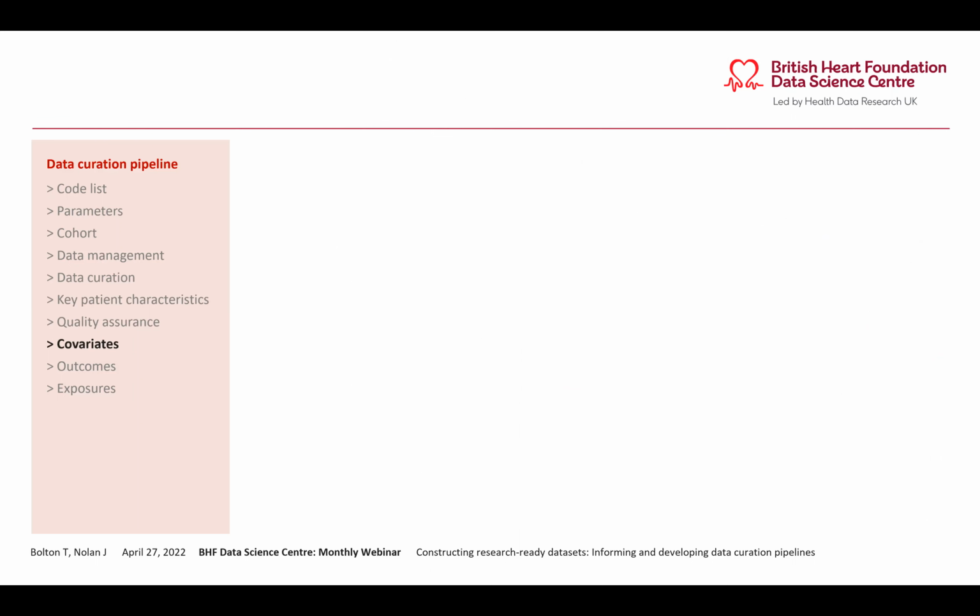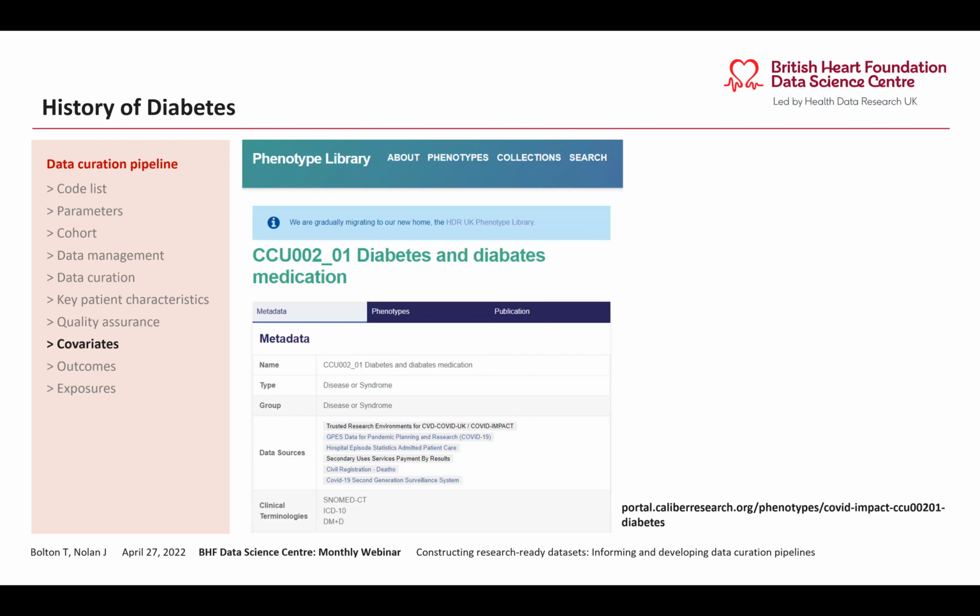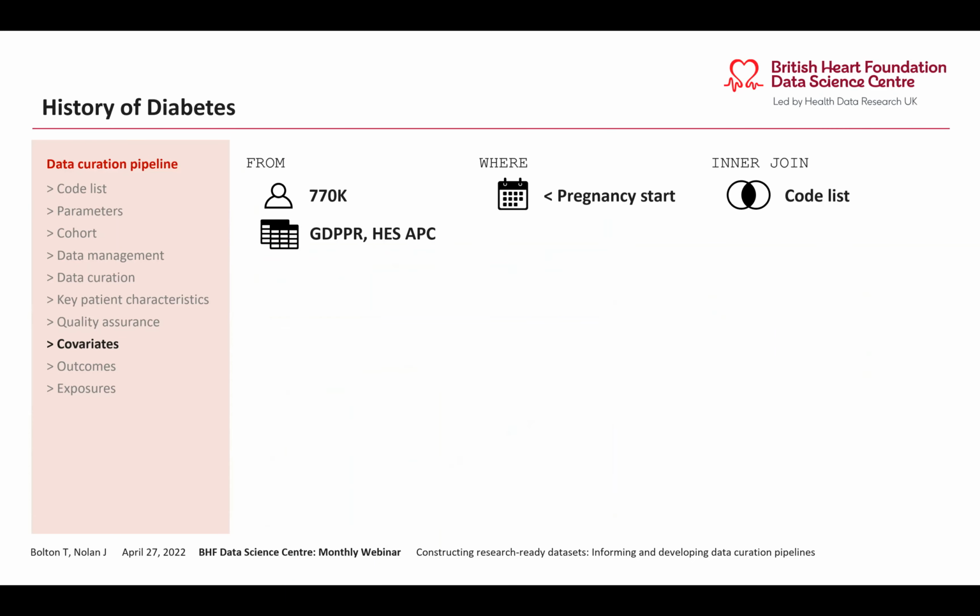So moving on to covariates. So John will provide an overview of an overall summary of the covariates that have been generated in the two TREs, but I'm going to just describe the process for a single covariate. So considering the history of diabetes, again, we've used the CCU 002 definition, which included more than 1,800 codes across 3 terminologies. So taking our cohort of 770,000 women, using the GDPPR and the curated long HES APC table, we can filter the records to before each individual's pregnancy start date and join these to our code list. And we find that this identifies 20,000 women who have records with codes matching our code list.